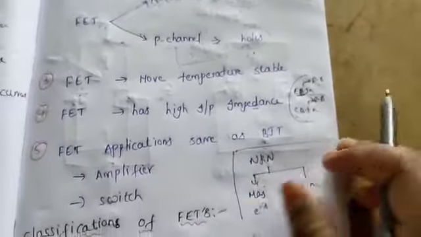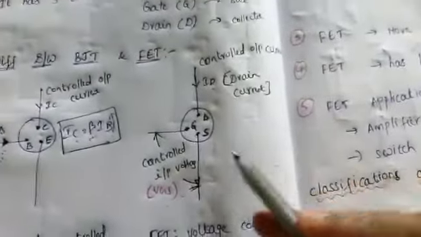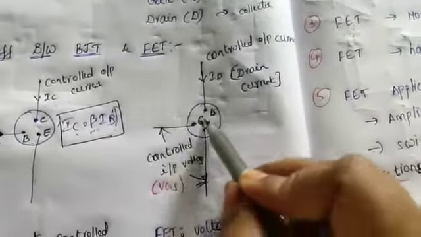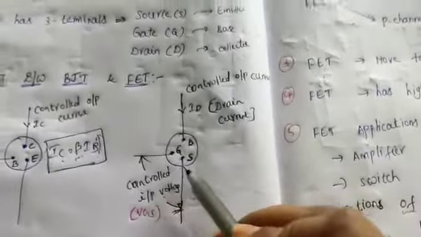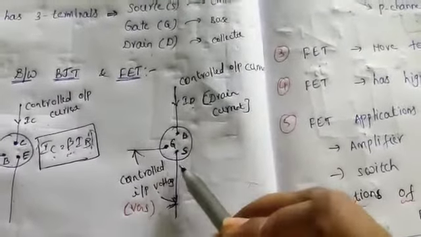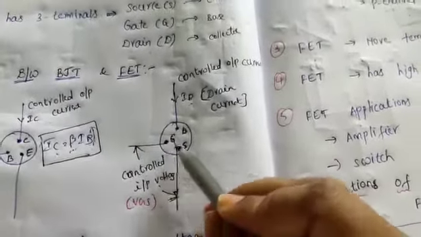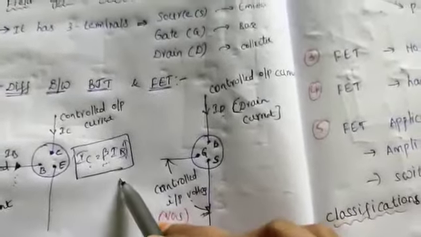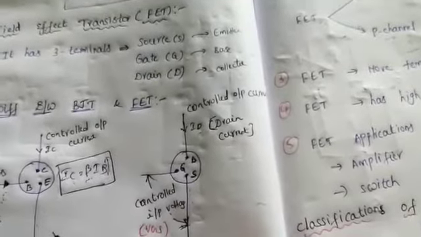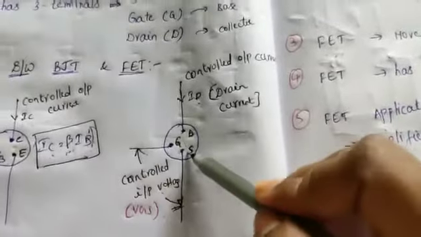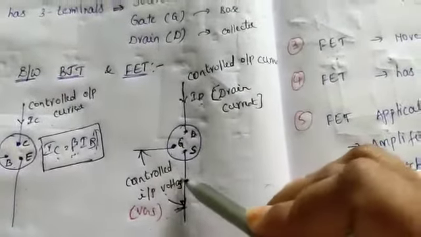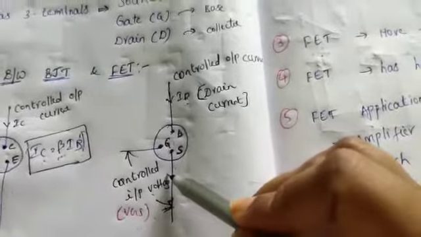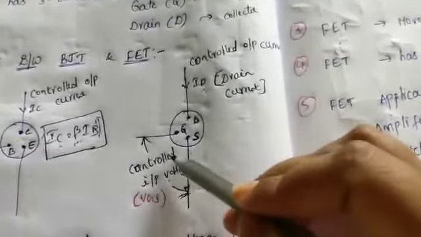In a similar way, for proper operation of a FET, the gate-source must be in reverse bias condition. Just like for normal operation of a BJT, the base-emitter junction should be in forward bias condition, for proper operation of a FET, the gate-source should be in reverse bias condition, so the input section is in reverse bias.